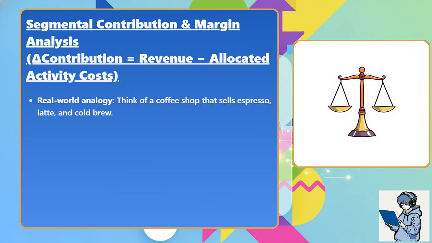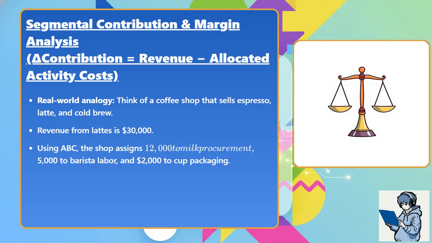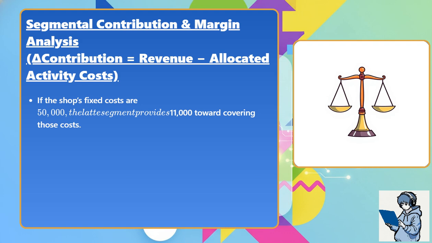Real-world analogy: think of a coffee shop that sells espresso, latte, and cold brew. Revenue from lattes is $30,000. Using ABC, the shop assigns $12,000 to milk procurement, $5,000 to barista labor, and $2,000 to cup packaging. The latte's contribution equals $30,000 minus the sum of $12,000, $5,000, and $2,000, which equals $11,000. If the shop's fixed costs are $50,000, the latte segment provides $11,000 toward covering those costs.